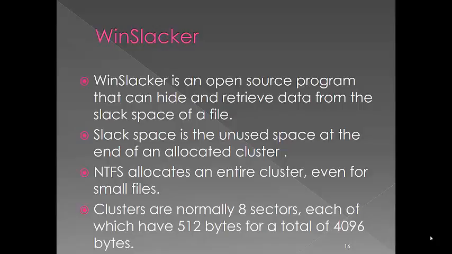So clusters are normally 8 sectors, each of which has 512 bytes, for a total of 4,096 bytes for the cluster. Now, this can be adjusted by the operating system. It has to do it for the entire drive; it can't just do it for a single file. But I just want to point out that these are the normal values. You could always encounter some operating system disk that isn't observing these normal values. So you always need to query the operating system and find out the disk parameters. I will show you that in WinSlacker and how I got those parameters, because you never want to hard code these values.